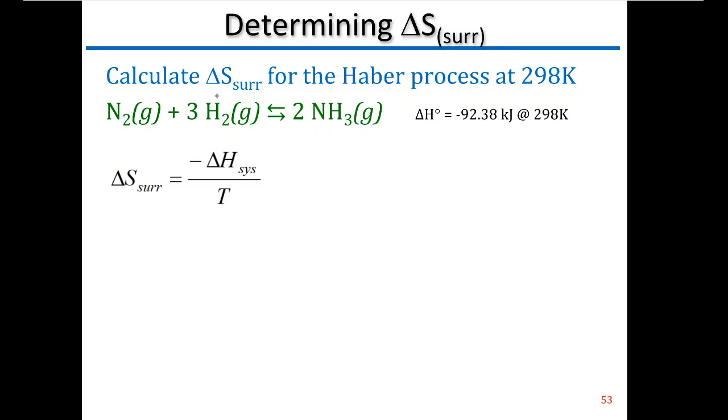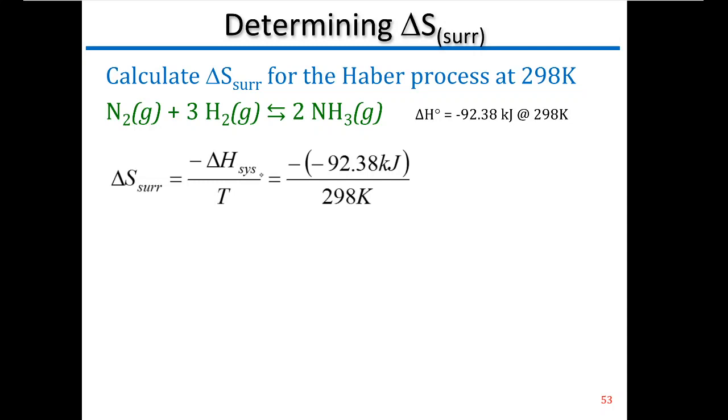So just set up our equation. We want to know delta S surroundings. So delta S surroundings will be equal to minus delta H of the system over temperature. Okay, they were nice enough to give us delta H here. So all I have to do is plug it in. So delta H for this process is equal to minus 92.38 kilojoules, and that's at 298 K. And that's nice because they asked us at 298 K, so we can actually use that value. If it was at different temperatures, we couldn't use that value.